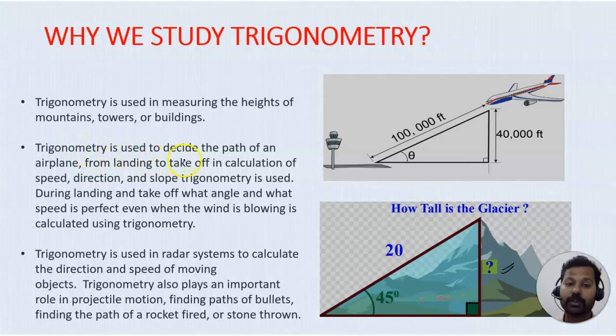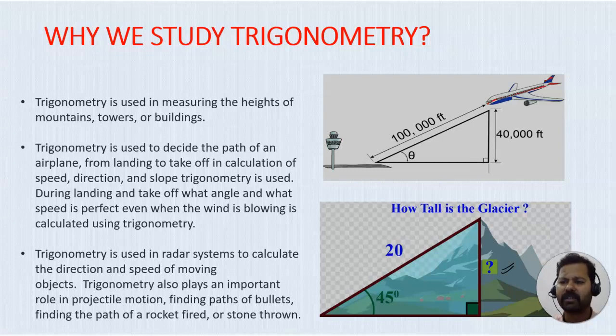So trigonometry is used to decide the path of an aeroplane from landing to takeoff, in the calculation of speed, direction and slope. During landing and takeoff, at what angle they should start and at which angle they should descend, all this information is calculated using the knowledge of trigonometry. Trigonometry is also used in radar systems to calculate the direction and speed of a moving object.